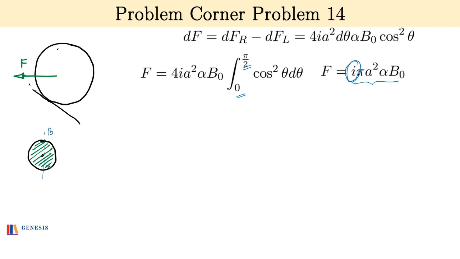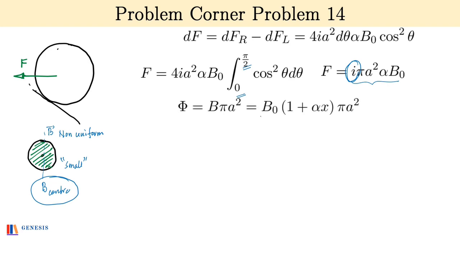To do so, we must know the flux. But as the magnetic field is non-uniform, that flux is not easy to calculate. However, remember the wording of the problem? The problem said a very small ring. Due to this, we can calculate the flux through the ring using the magnetic field at the center of the ring. Therefore, the flux will be B into pi a square, and since it's a small ring, we are assuming that the field is nearly uniform, and the approximate value of flux we get is B naught into (1 plus alpha x) into pi a square.